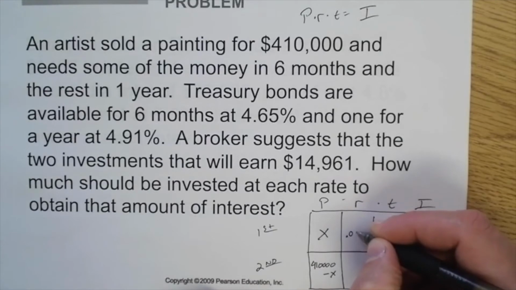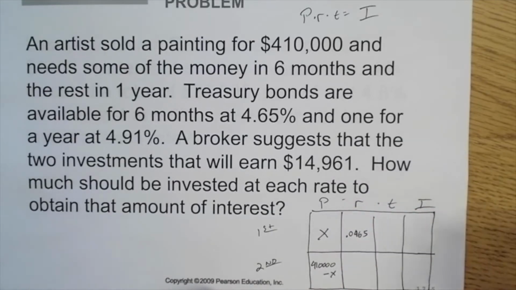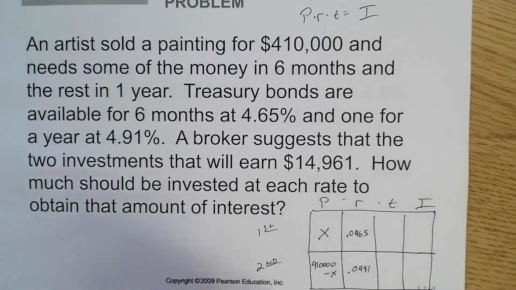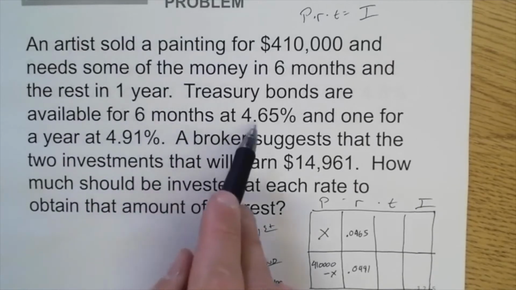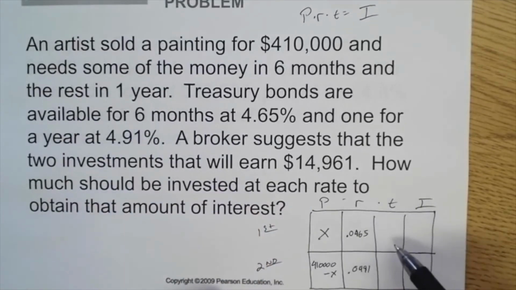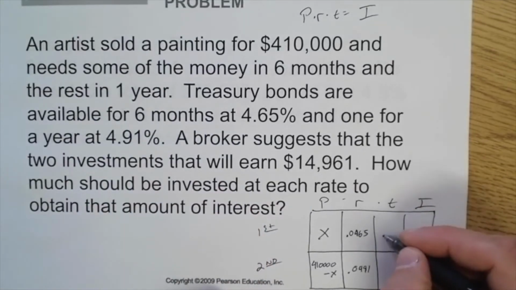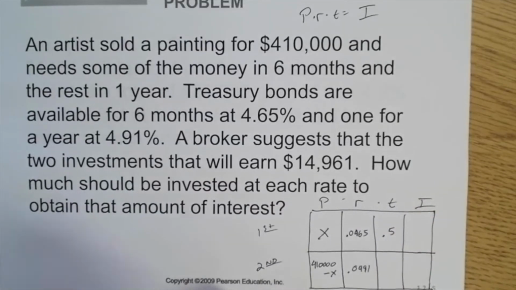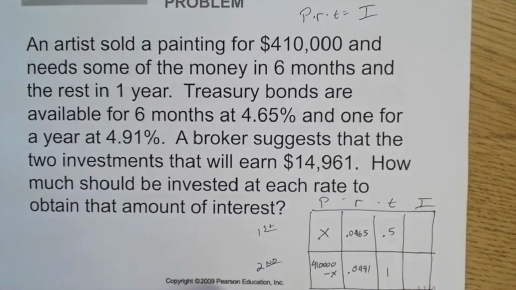All right, so the rate, I have 4.65%. So as a decimal, that's going to be 0.0465. And then the other one is going to be 0.0491. And it doesn't really matter which one goes where. Those can be switched. Okay. The time. Well, for 6 months, time should be in years. So for that, the time is going to be 1/2 or 0.5. And then the time for the other one is going to be 1.